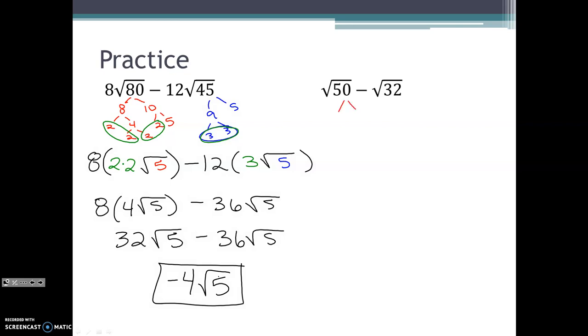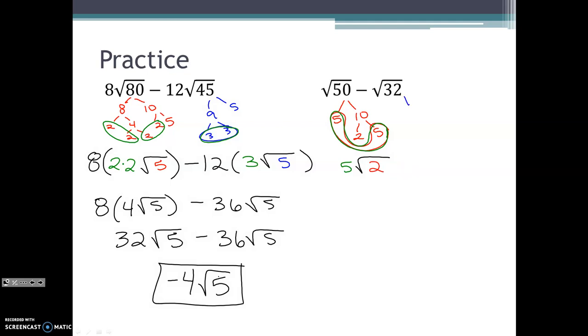Hopefully you guys have tried that on your own. We've got 5 and 10. 10 splits up into 2 and 5. So I have a pair of 5s there. So that is 5 square root of 2, because the 2 is still stuck on the inside of it.